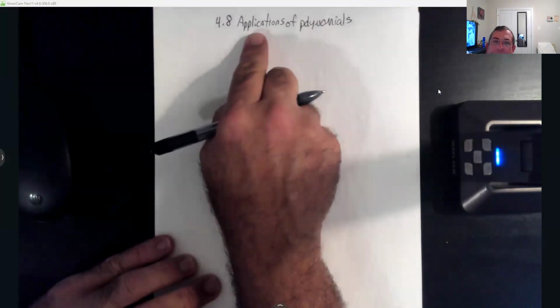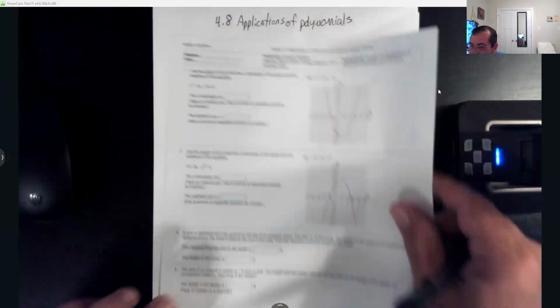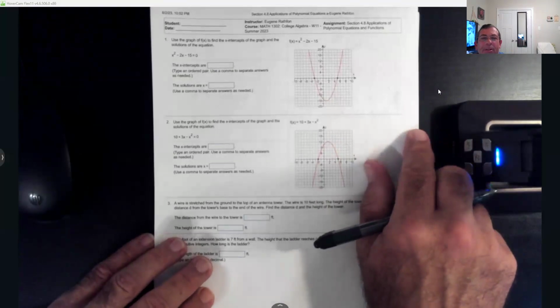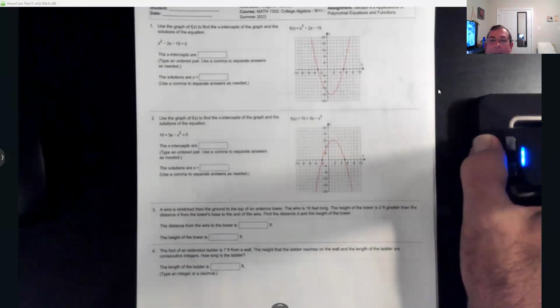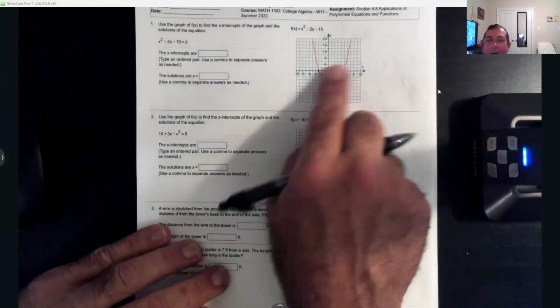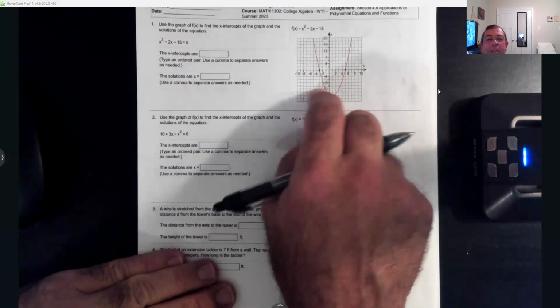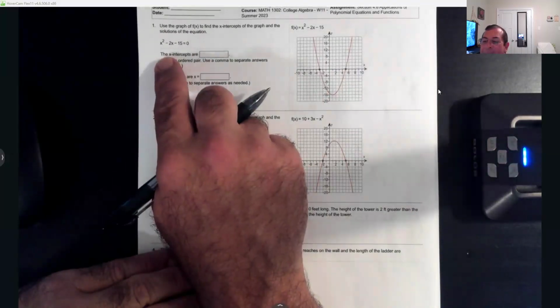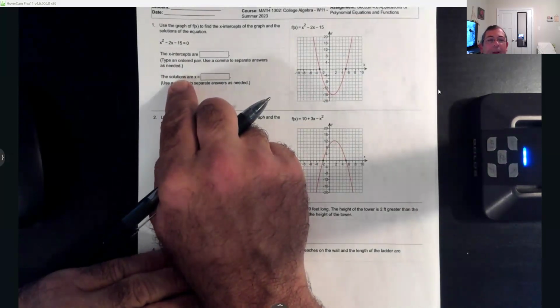And when you see applications, that means word problems, okay? But we're not going to start out with the two word problems. Let me zoom in a little bit and get this where y'all can see it. So y'all, I got a graph here. They want me to use this graph to find the x-intercepts and the solutions.